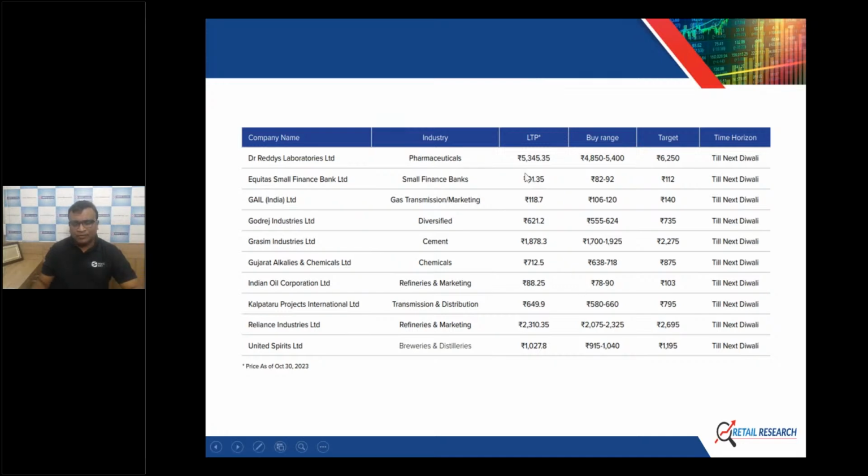We are also launching a Samvat 2080 smallcase basket. You can either choose any of these stocks for longer term investment or invest in them as a basket through our website.